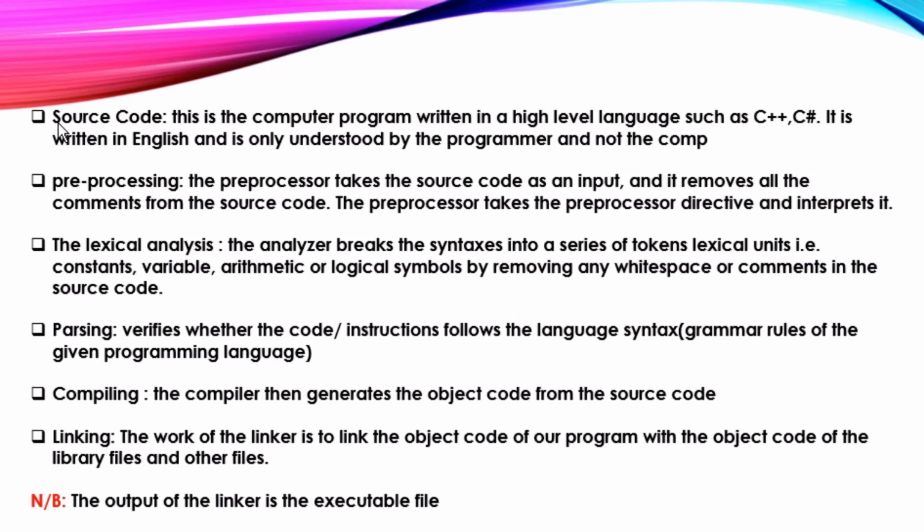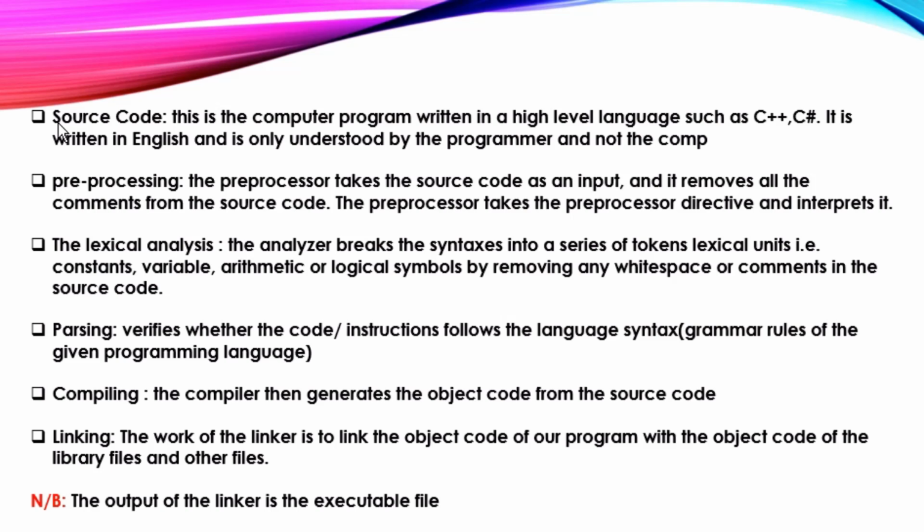We then move to the next stage, that is the compiling stage. In this stage, the compiler checks the source code for any syntactical or structural errors. And if the source code is error-free, then it generates an object code.